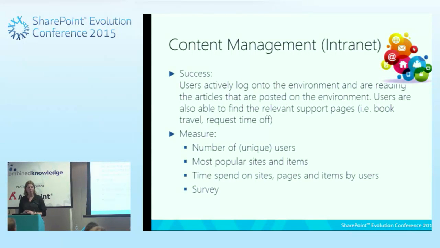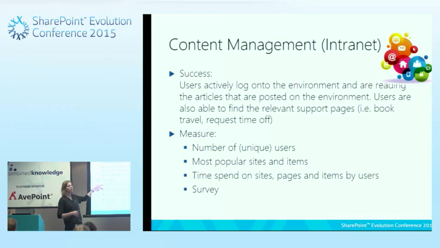So we could measure the number of unique users that have accessed our environment, that have accessed our intranet. This, in a lot of companies, is really, really high, because when you start your browser, it opens up with the intranet. So the number of unique users is always the same as the number of users that you have within your company. So then you need to know how many users do actually click on a link instead of navigate away straight away from your environment. What are the most popular sites and items? And if your browser does open up with the homepage, then you probably want to exclude that, because that will be very popular. And the time spent on sites and pages and items by users.